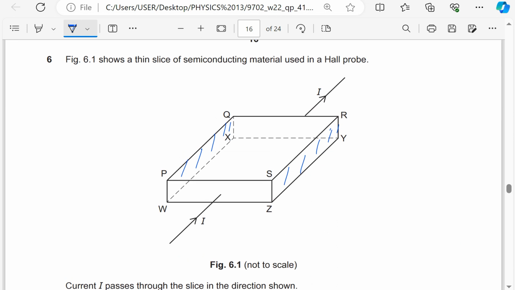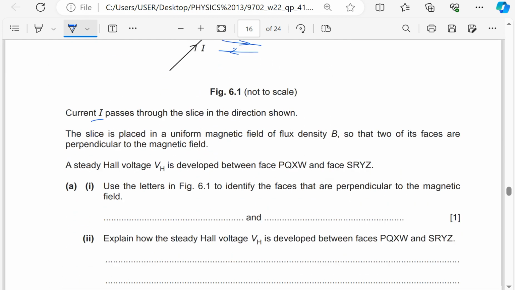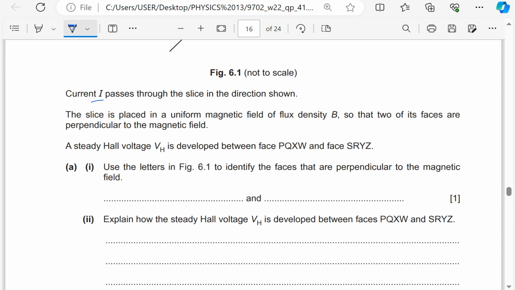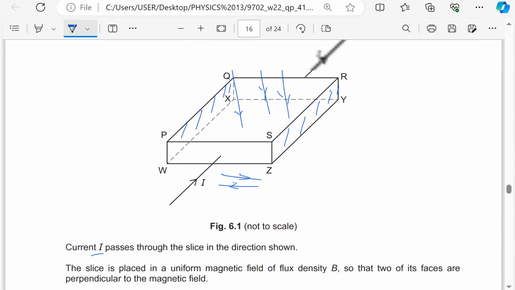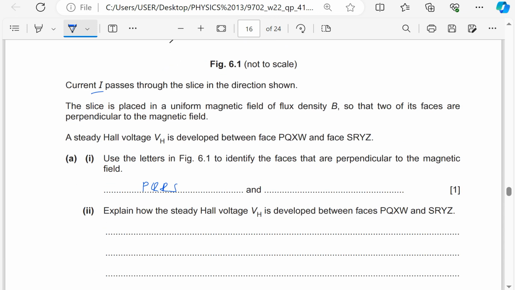Okay. So if the Hall voltage is between PQXW, it means the force due to the electric field is either in that direction or in that direction, depending on the nature of the particle. And if the current is in this direction, then the magnetic field must be perpendicular, remember? So the magnetic field must be vertically downward. So it is either perpendicular to PQRSP or perpendicular to WXYZW. Identify the faces that are perpendicular to the magnetic field: it is P, Q, R, S, the top face, and the one at the bottom, which is W, X, Y, Z.